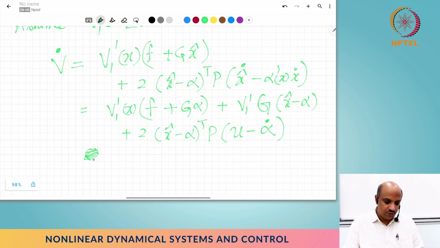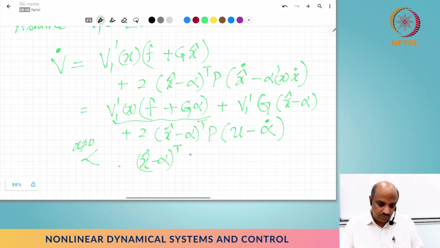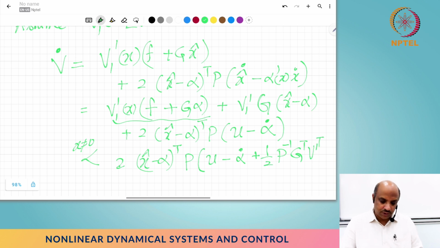Since we know that this is strictly less than 0, I can write this as strictly less than, for all x non-zero, x hat minus alpha transpose p times, well, I'll put 2 here anyway, u minus alpha dot plus half p inverse g transpose v transpose. Where did I get this? This is coming from here with the transpose happening, and then the 2 is taken care of by this half, and p is taken care of by this p inverse.